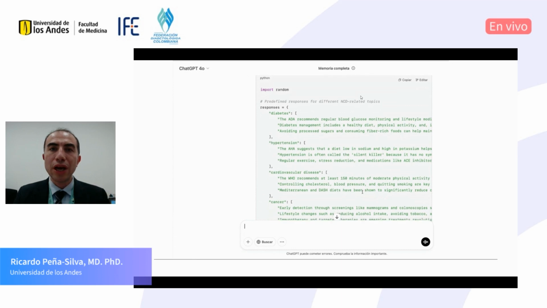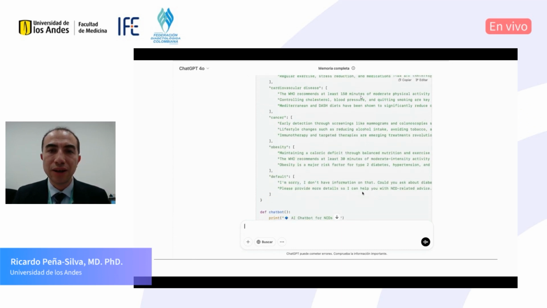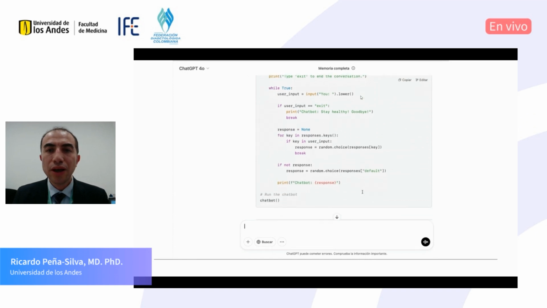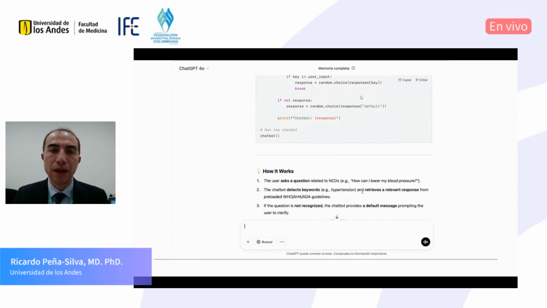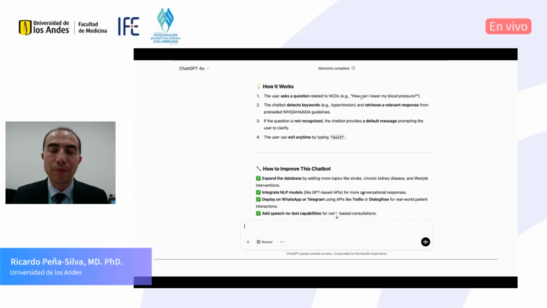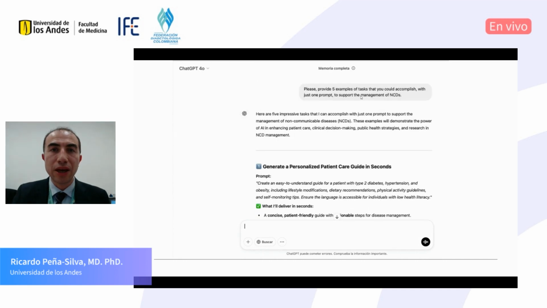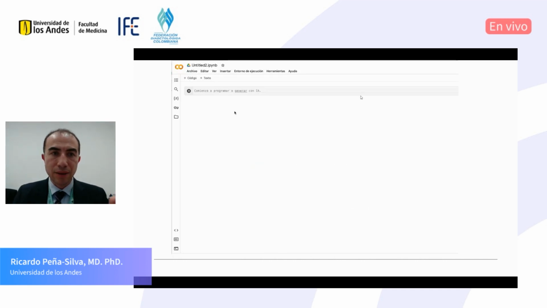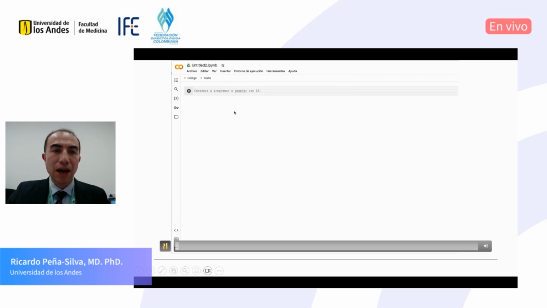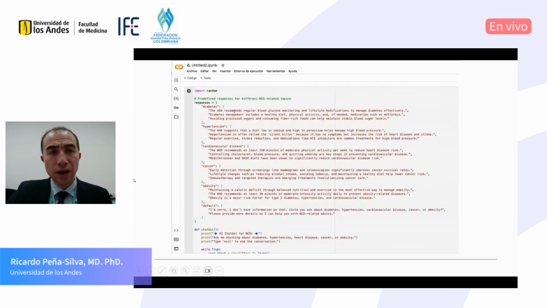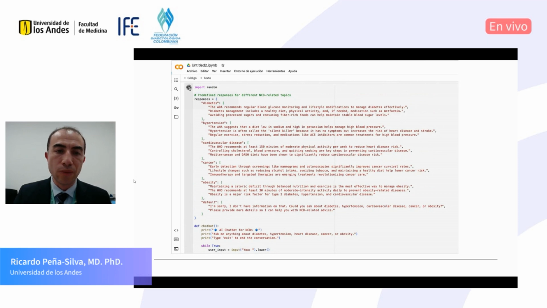So it said, okay, I'm going to create a chatbot to provide education in NCDs. And this is a very simple version of the chatbot. The system is creating the code for a programming language that is Python. And then you can go and copy the code and insert it in a different application in which you can actually program. And this application is here. So this is Google Colab. So I took the code that was created by ChatGPT with just one prompt, and then I came to Google Colab and copied the code. I copied the code, then I ran the code, clicking on the play arrow. It takes about 5 to 10 seconds. And then it created the chatbot.